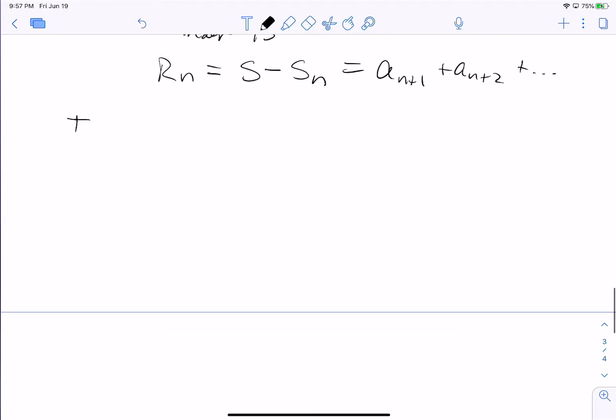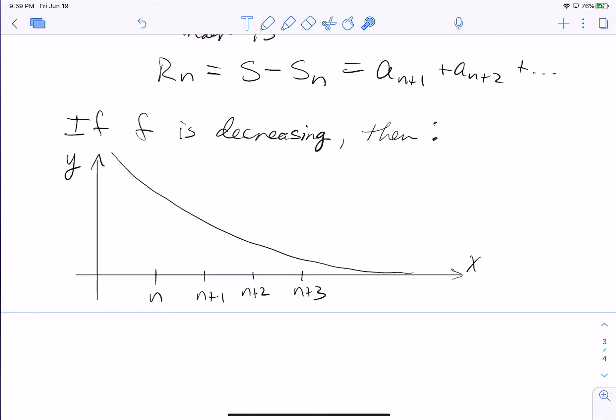If f is decreasing, as is the assumption for using the integral test, then the following picture applies. Here I have the graph of a decreasing function and then some values on the x-axis, n, n plus 1, n plus 2, n plus 3, of course equally spaced out. And in fact, let's go ahead and point out now that the width between n and n plus 1 is 1. We're going to form a series of rectangles. And I'm going to use right endpoints of each interval to give me the height of a rectangle.